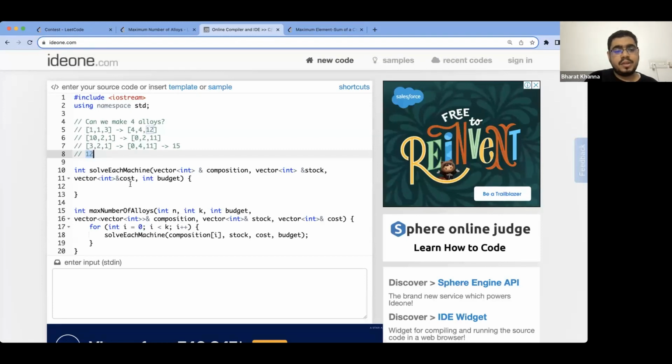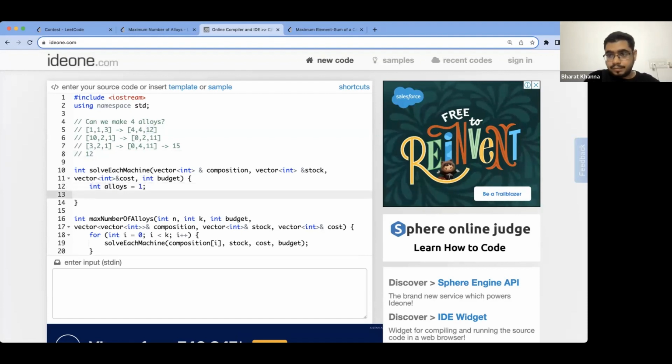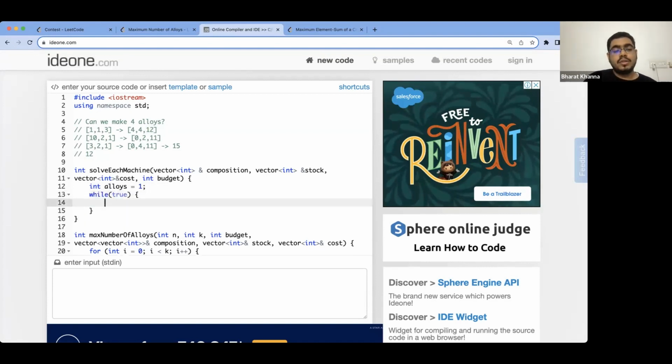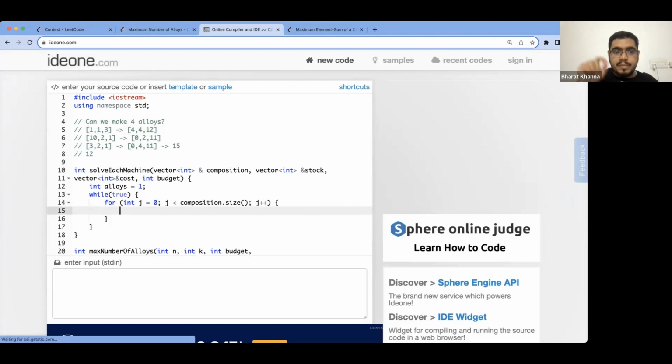Okay, so let's try to write this down quickly. So let's say the number of alloys that we are trying to make is right now 1. Okay. Now let me make an infinite loop for now. So what I'll do, if I want to make these many alloys, first I would need to, for each metal, multiply it with the number of alloys. So for each metal, J equal to 0, J less than composition dot size, J plus plus. So basically going on each metal. So now we are at first metal.